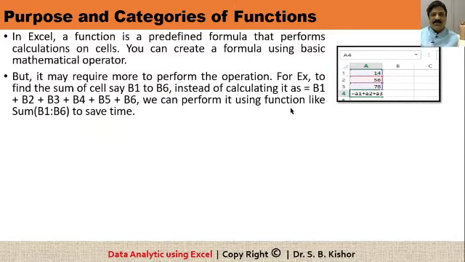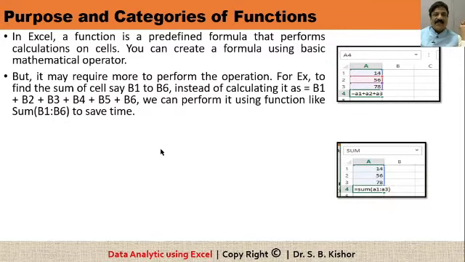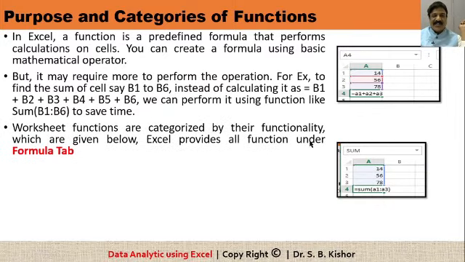So we have seen one solution for this: a function called SUM. For example, if you want to find the sum of cells B1 to B6, instead of writing it like this, we can specify B1 colon B6. It means it is a range. So this is basically a function. Excel provides different types of functions based on functionality.